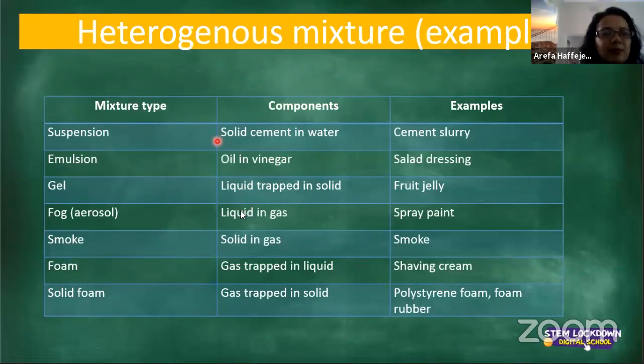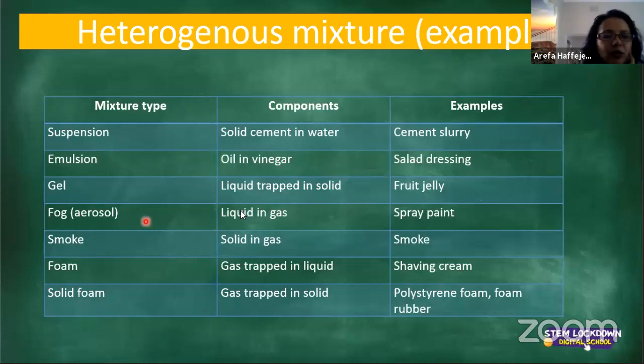Right, so examples of heterogeneous mixtures: we have suspension. Suspension means that substances do not dissolve, like solid cement in water, which gives a cement slurry. Then we have emulsion. Emulsion is oil in vinegar. That is your salad dressing. The oil separates. And then we have gel. We have a liquid trapped in a solid. An example would be fruit jelly.